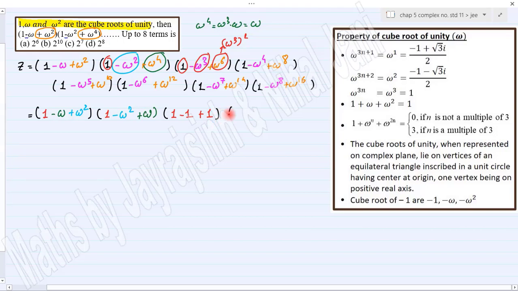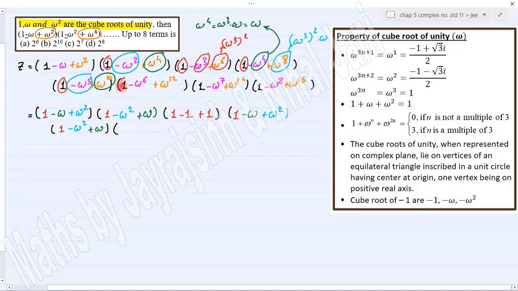Now let's move to the fourth term. Your 1 still remains as it is, and we know that omega raised to 4 is nothing but omega. So let's write down minus omega. And your last term, which is omega raised to 8, can be split into omega cube, the whole square, into omega square. This omega cube will be 1, so you'll get omega square. Now, in the fifth term, 1 will be as it is, minus omega raised to 5 will become minus omega square, and your omega raised to 10 is plus omega.